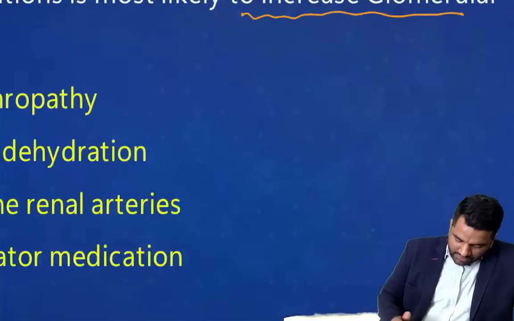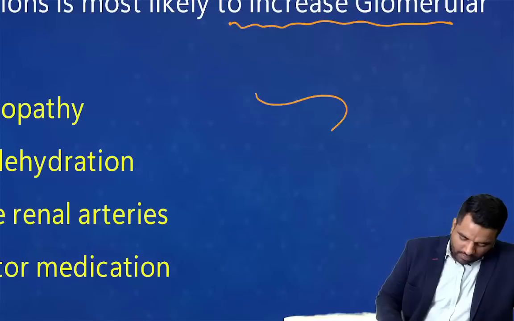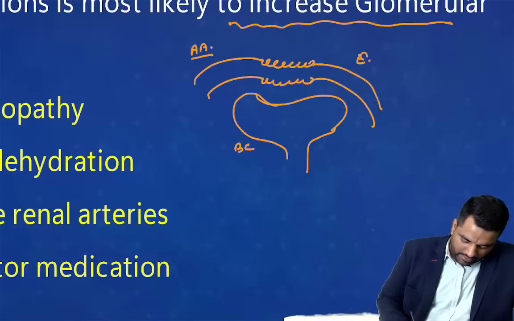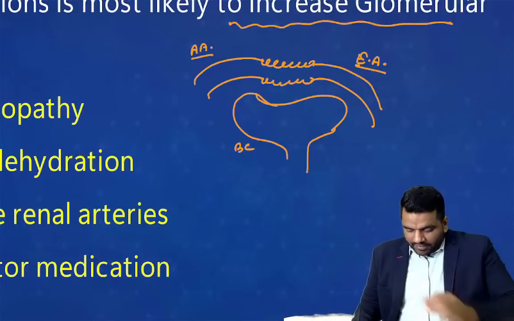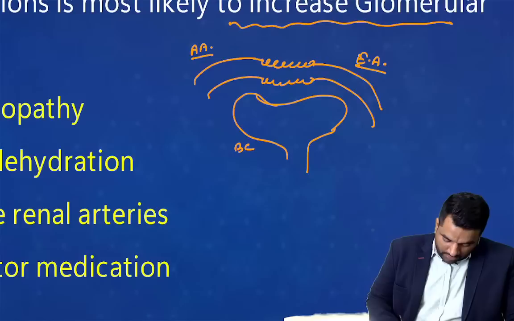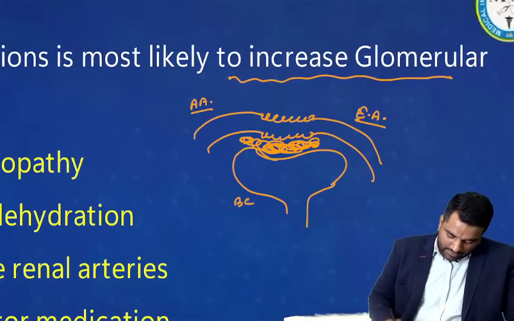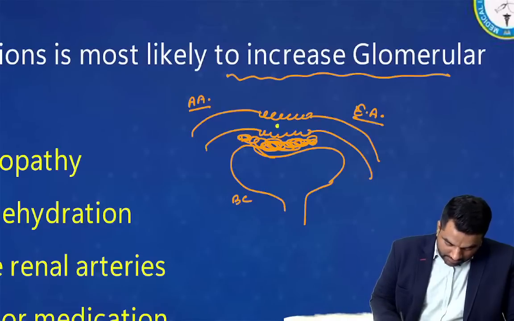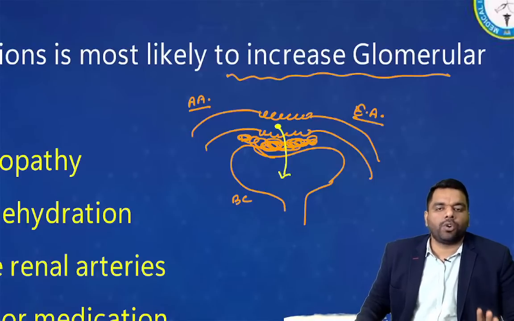So please first look at this picture. This is your Bowman capsule. This is your afferent arteriole. This is your glomerular tuft. And this is your efferent arteriole, right beta? In between this area is your basement membrane. So what is the GFR? GFR means the rate of filtration, meaning how much of the product coming over here passes into this area. This is what we call the glomerular filtration rate.